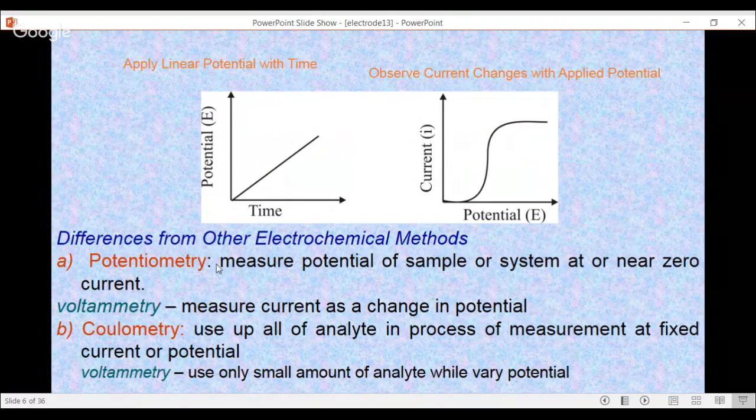Potentiometry measures the potential of the sample or a system at zero or near zero current. Voltammetry measures current as you change the potential. Coulometry uses up all the analyte in the process of measurement at fixed current or potential. Coulometry, potentiometric coulometry, amperometry, amperochlorometry and so on. Only voltammetry uses only a small amount of analyte while varying the potential.